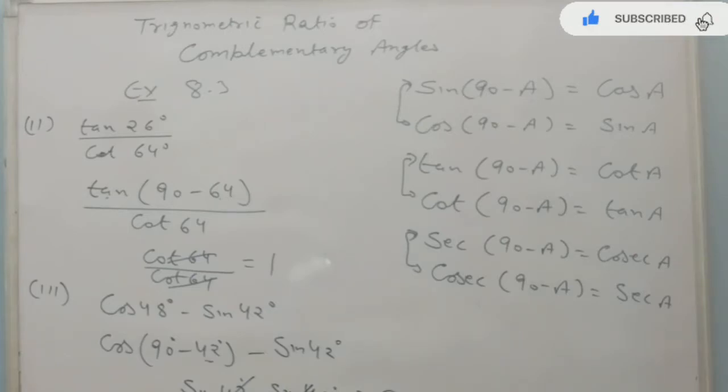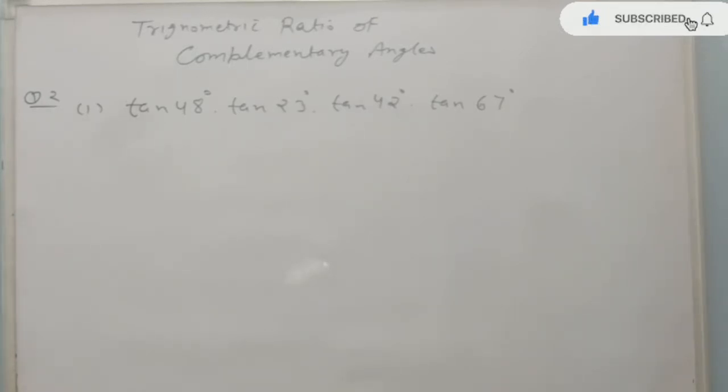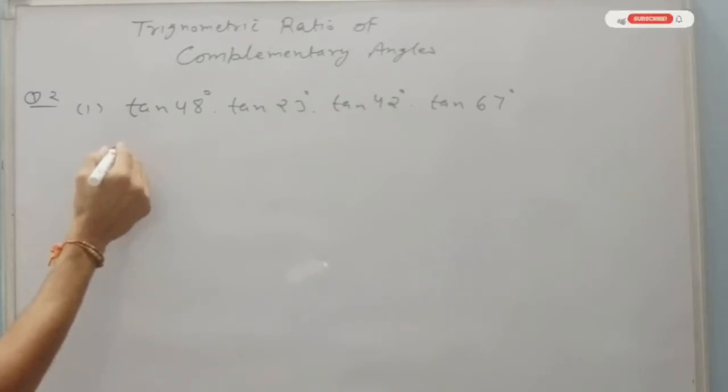Now I hope you understand how to solve. So just solve the fourth part similarly as I did the third one. Now here is question number 2, part 1. Evaluate tan 48, tan 23, tan 42 and tan 67. Just apply this same method.